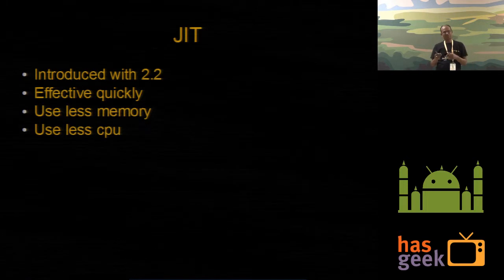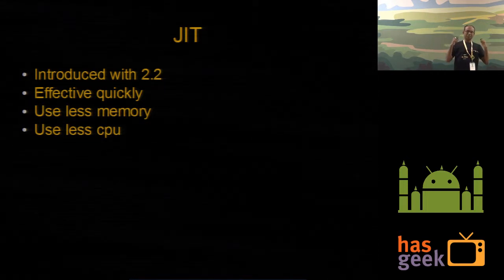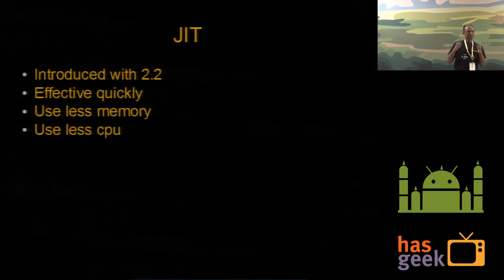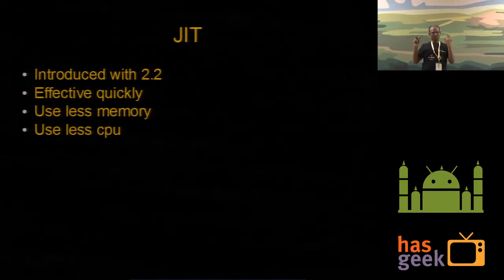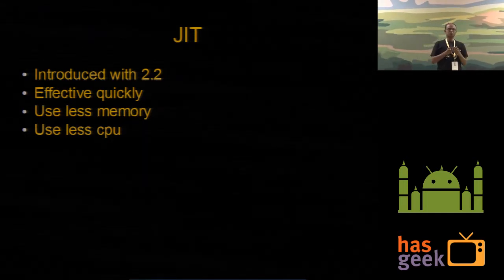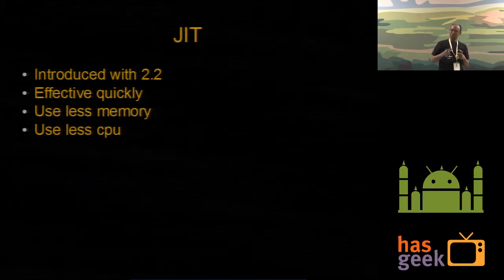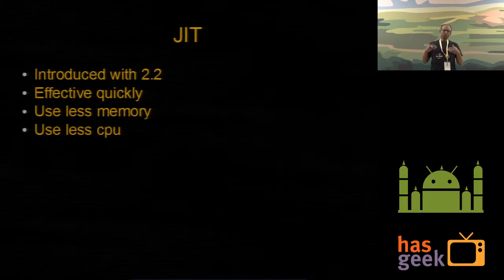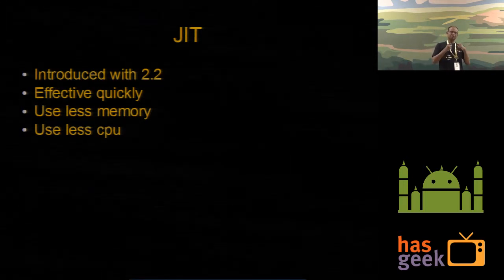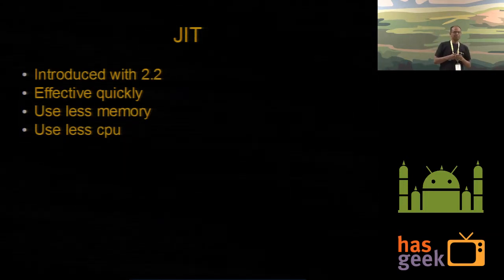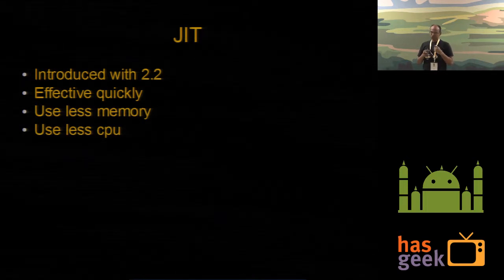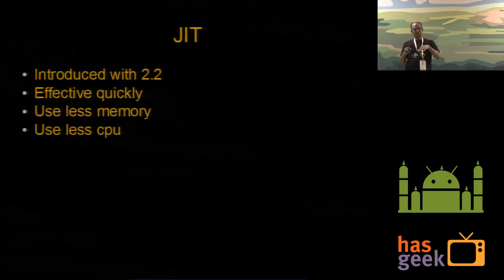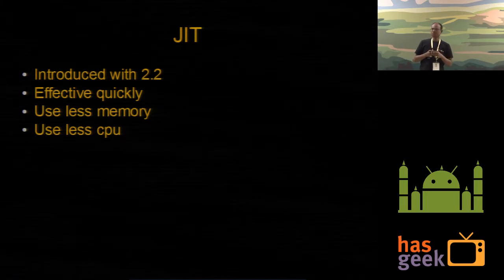So before that, or even after that, if you have a very CPU-bound application, it is better that you write your application in C code. That's because you will avoid that interpretation, moving back and forth and all those things. That's what is recommended. But to reduce that usage, it's better to do some kind of just-in-time compilation. So Android introduced just-in-time compilation with Android 2.2.